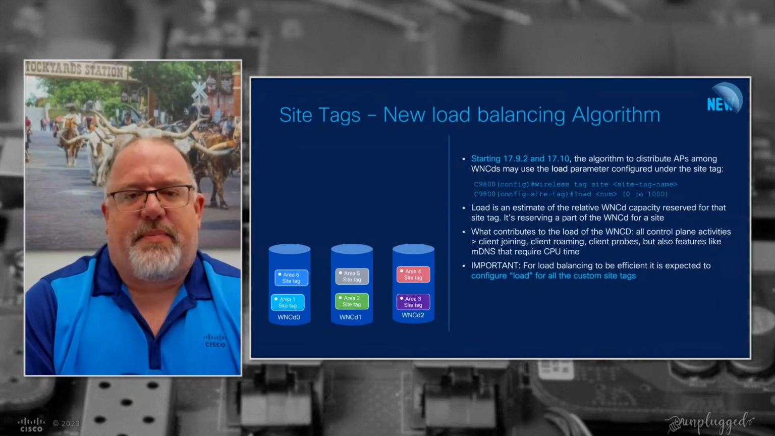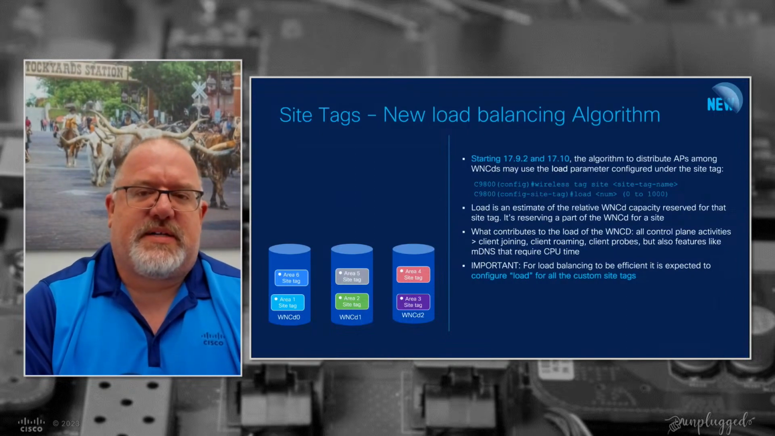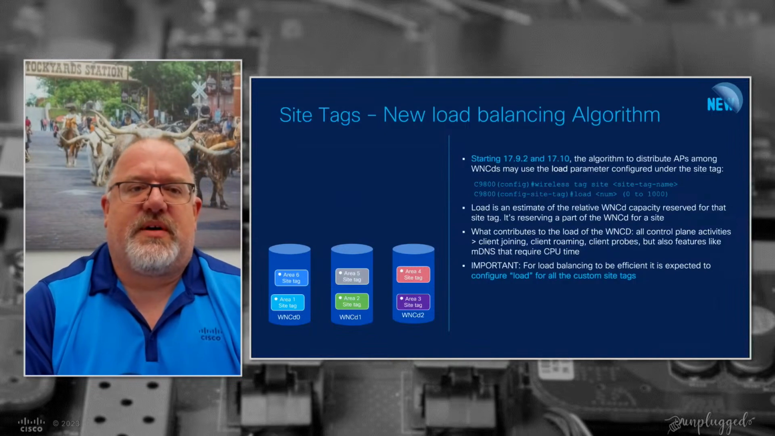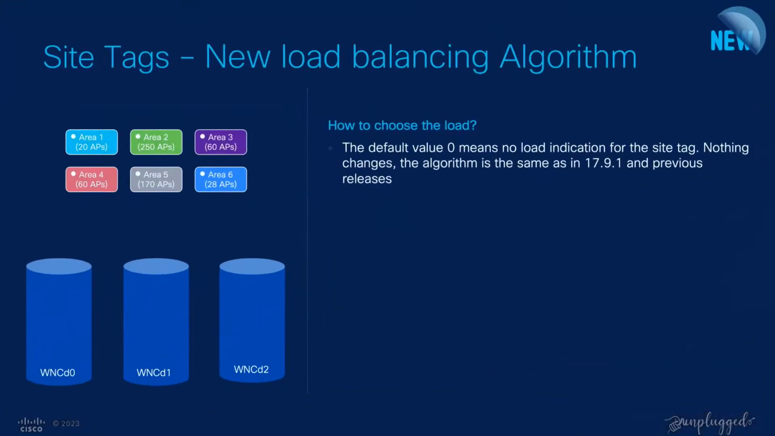So now when you select that, it will base where it places the APs on the load, to evenly distribute them across the WNCDs. So how do we choose a load? The default load is 0, and that's what we had in our example before. So there's no load indication, so it will use the previous way of doing round robin.